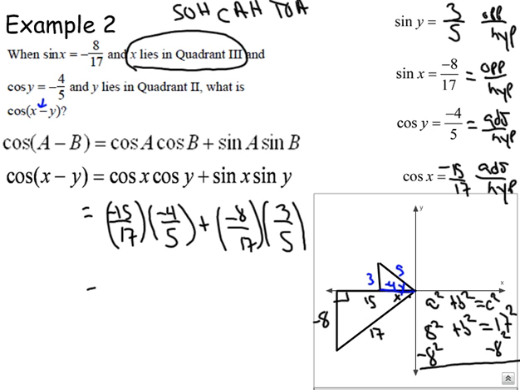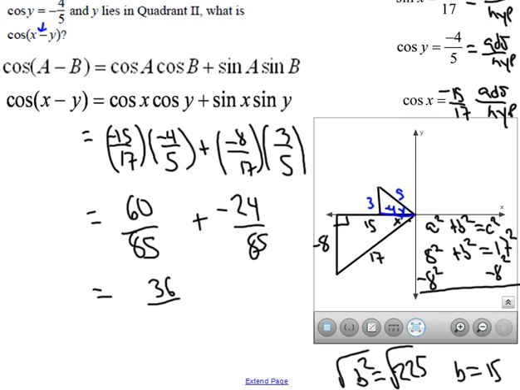Okay, so let's just go ahead and multiply this out. So this is going to be 60/85 plus -24/85. And that's going to give us 36/85. That's our final answer.